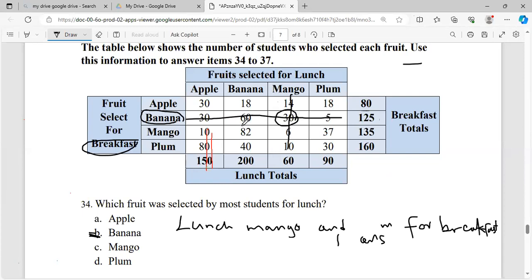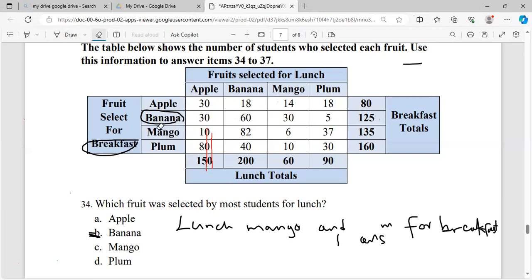That means it's common to both of them. It's common to breakfast, banana, and common to mango. So it has to be where the two lines meet. See there, the mango line meets with the banana line. Hope that makes it clearer now, guys. Let us look at another one.